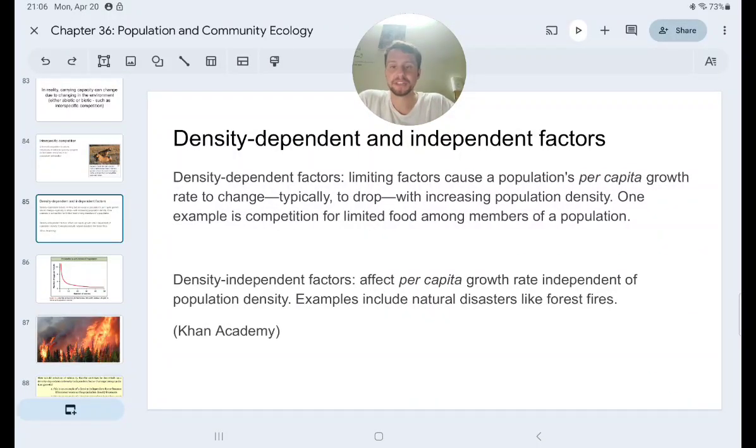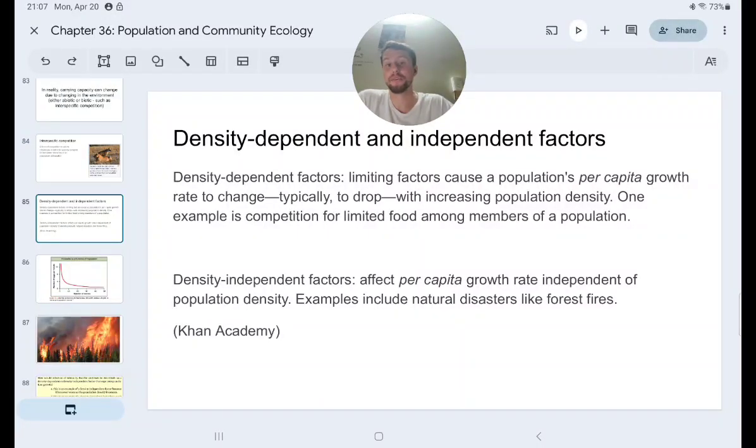Density-dependent and independent factors. Density-dependent factors are limiting factors that cause a population's per capita growth rate to change, typically to drop with increasing population density. One example is competition for limited food among members of the population. In other words, it limits the population, and the effect of that factor limits the population generally more the greater the population size is. Density-independent factors affect per capita growth rate independent of population density.